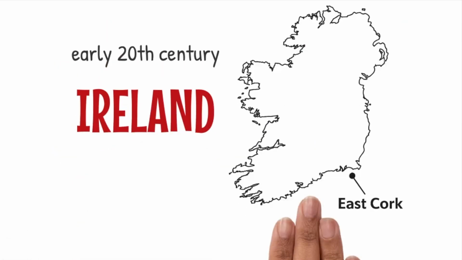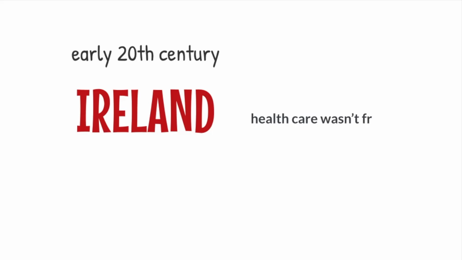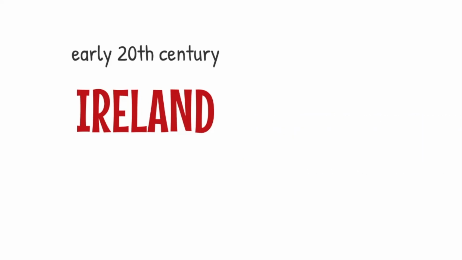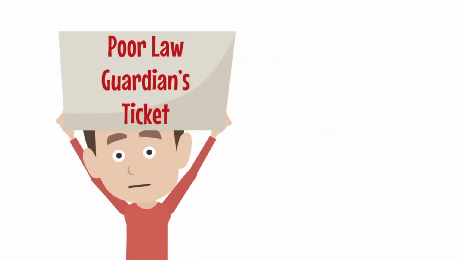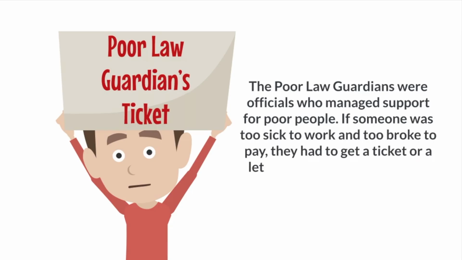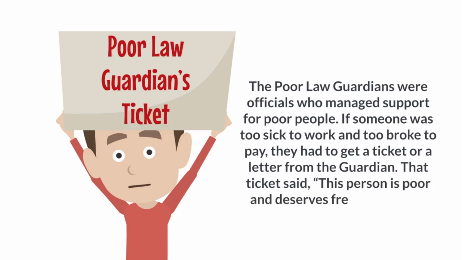In Ireland at that time, this story was set in the early 20th century. Healthcare wasn't free. So if you were poor and couldn't afford a doctor or hospital fees, you had to prove it. That's where the poor law guardian's ticket came in. The poor law guardians were officials who managed support for poor people. So if someone was too sick to work and too broke to pay, they had to get a ticket or a letter from the guardian. The ticket says this person is poor and deserves free treatment.